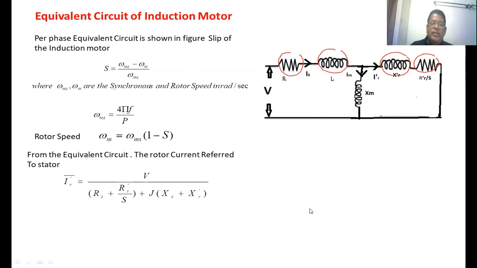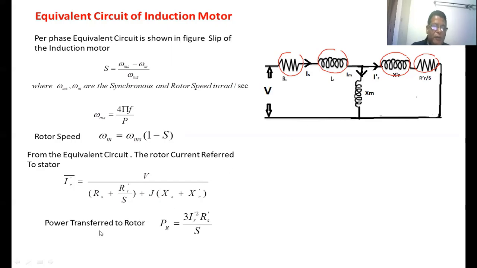From the equivalent circuit, if we neglect the magnetization current, the rotor current referred to the stator equals the stator current, which equals the voltage divided by the impedance of this circuit. Here the two resistors, Rs and Rr dash by s, we combine, plus j times Xs, the stator reactance, and Xr dash, the rotor reactance with respect to the stator, which we combine here. j is nothing but an operator.